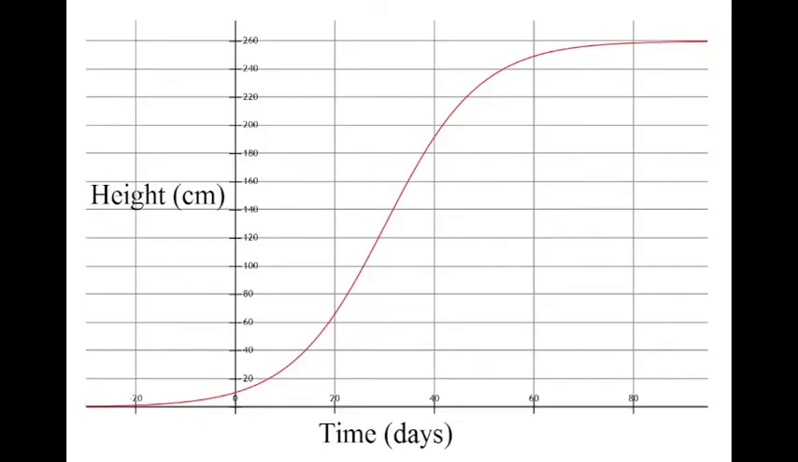Now let's take a look at the graph. It is clear that as the function approaches its max height, its slope gradually becomes less steep until it is a horizontal line. This means that the instantaneous rate of change gradually decreases until it is 0 centimeters per day and the sunflower has stopped growing.